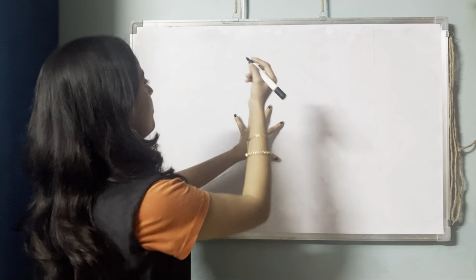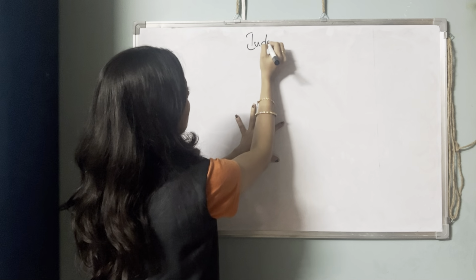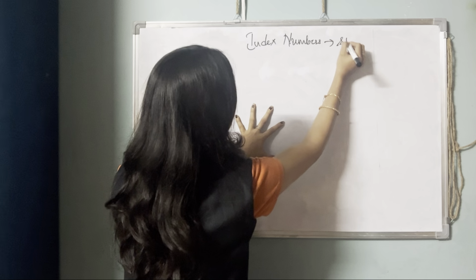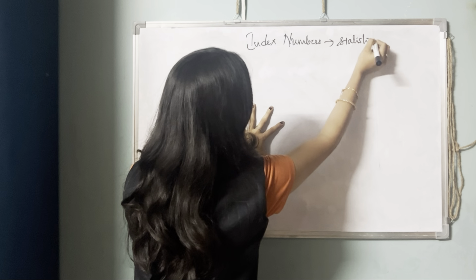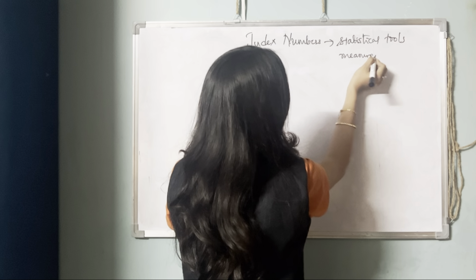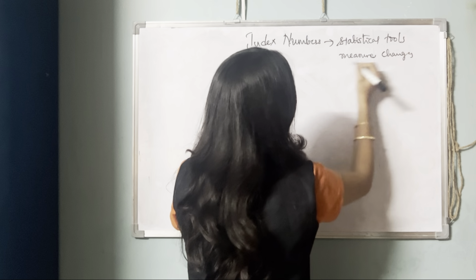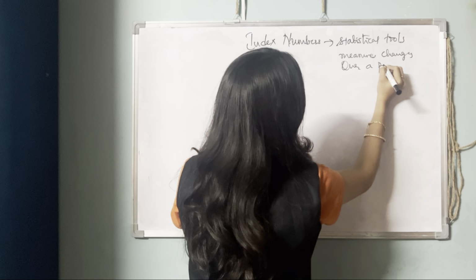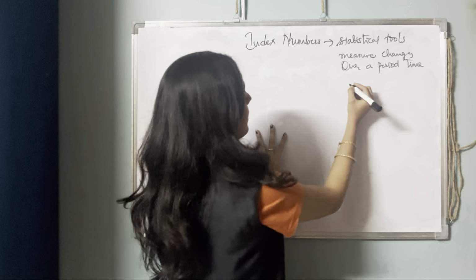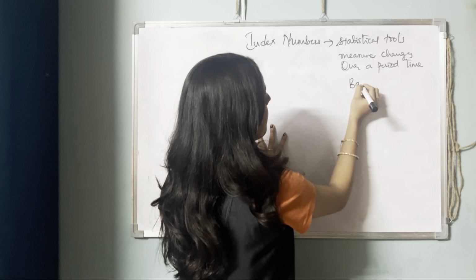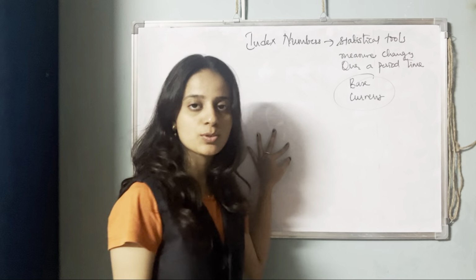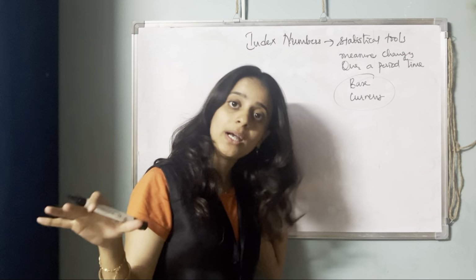Okay, so first, as I told you, what are index numbers? It's just a statistical tool or device which helps to measure changes over a period of time. We consider two periods: one is base, one is current. This is all covered in the previous video. Please make sure your foundation is clear.